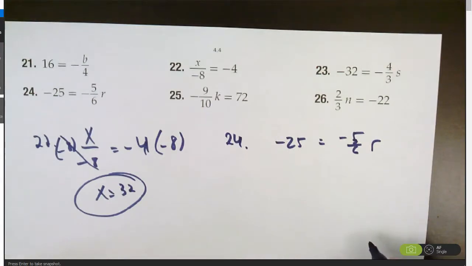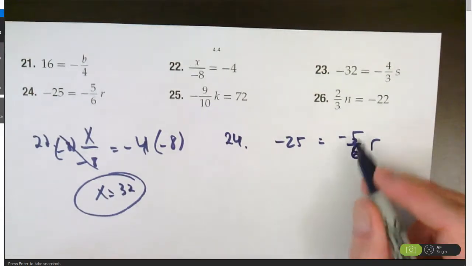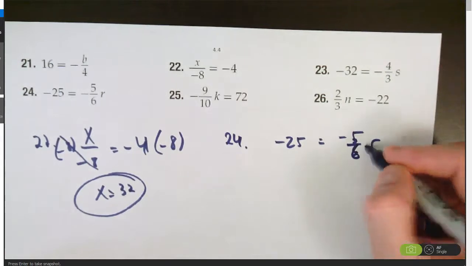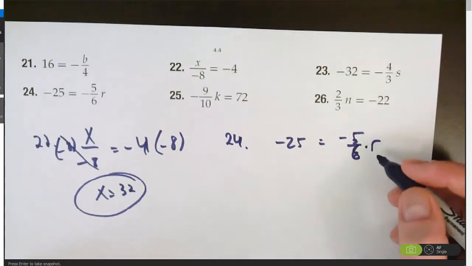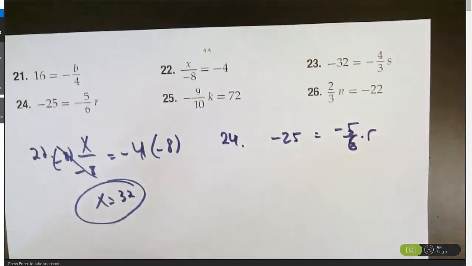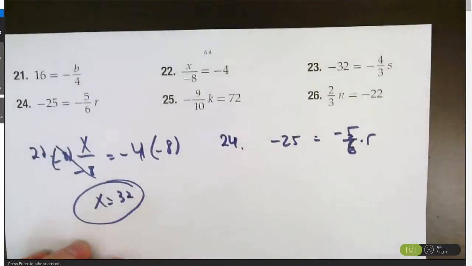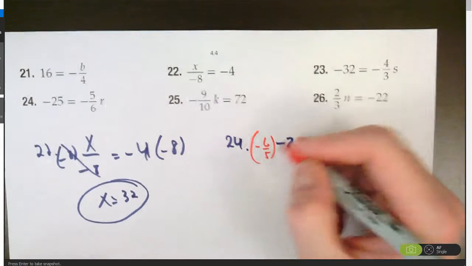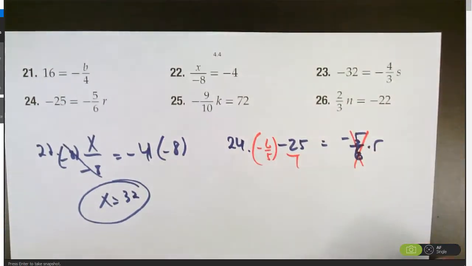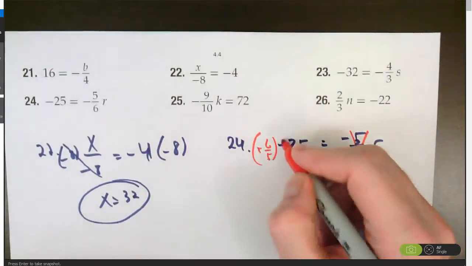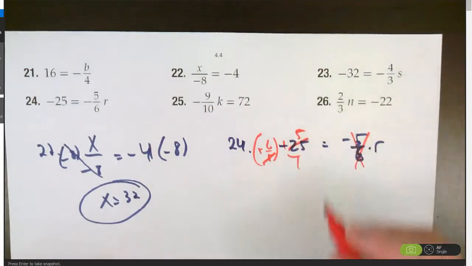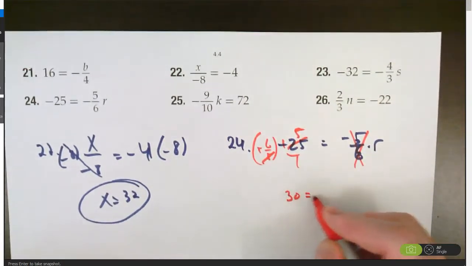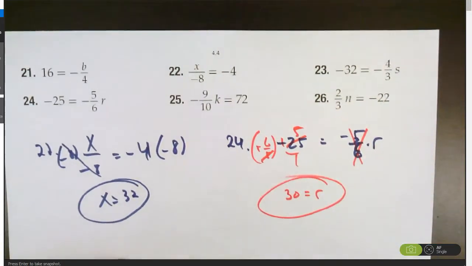But if you look at a number like 24, you have negative 25 equals negative 5/6 r. In order to do that, you'd think we've got to divide by negative 5/6. Well, if it's a fraction, I don't divide by a fraction, I multiply by the reciprocal. So I'm going to multiply both sides by negative 6/5 to cancel it off. The negatives cancel, 5 cancels and 5 cancels, and you get 30 is r.